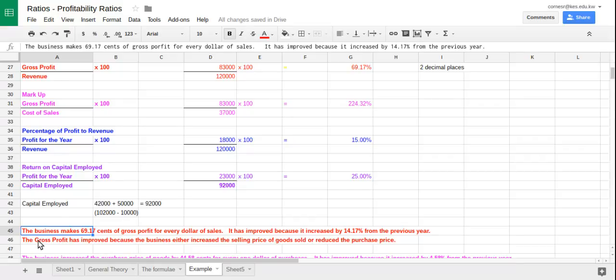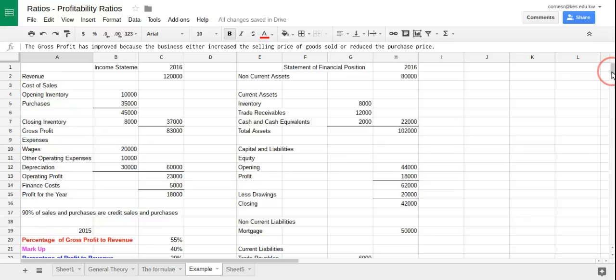And the gross profit, generally we want it to be high, and it's improved because the business has been able to either increase the selling price of the goods sold or reduce the purchase price. And it's important we talk about increasing the price of the goods sold or decreasing the purchase price, or vice versa if it's got worse, decreasing the price of the goods sold or increasing the cost of purchases. Because for this ratio, if you look up here, there's only two variables in it really. It's how much we sold things for or how much we bought them for.